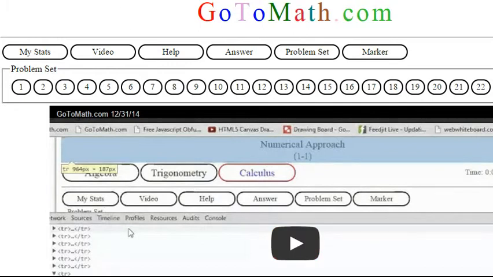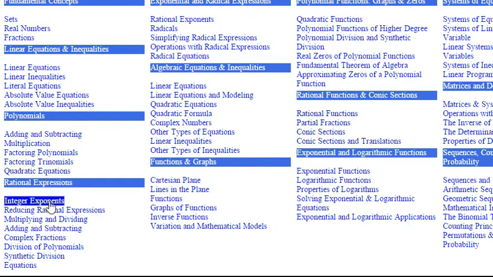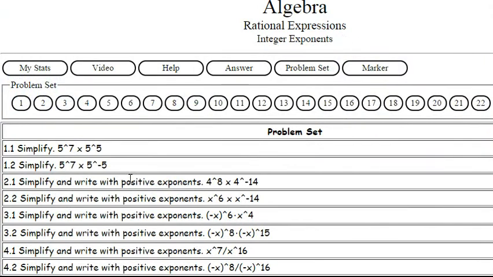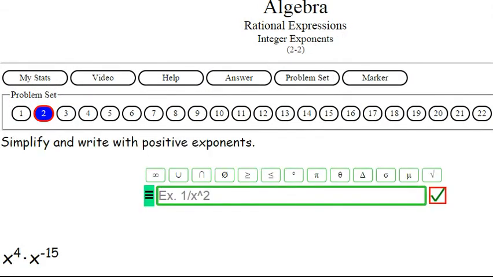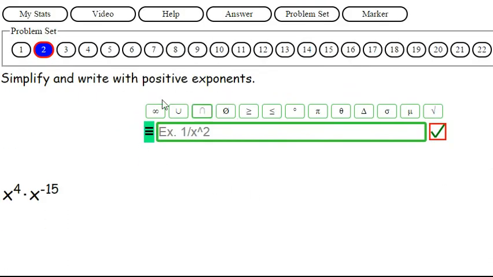Okay, we're at gotomath.com. Click on the algebra. Let's go down to integer exponents, rational expressions. It says simplify and write with positive exponents. And this time, the bases here are unknowns. So we have x to the 7th times x to the negative 19th. Simplify and write with positive exponents. Okay, 7 and negative 19.